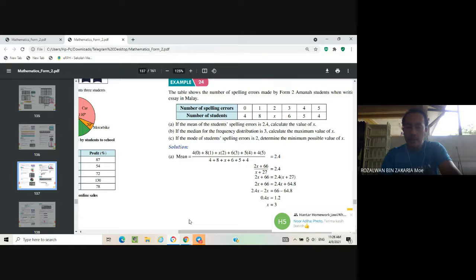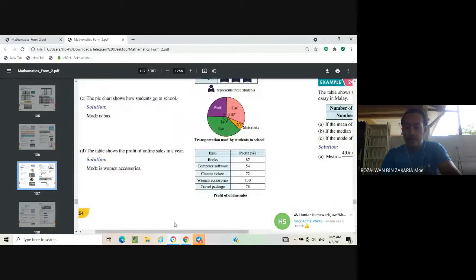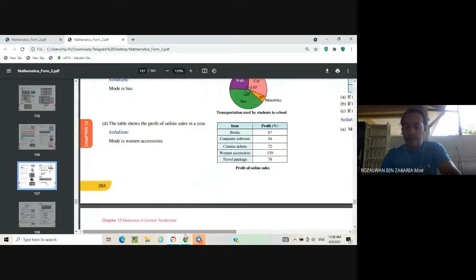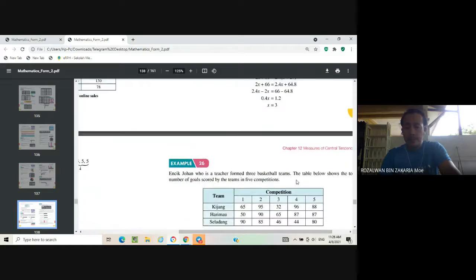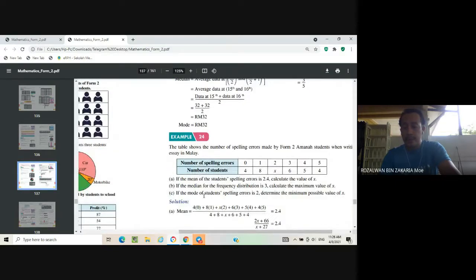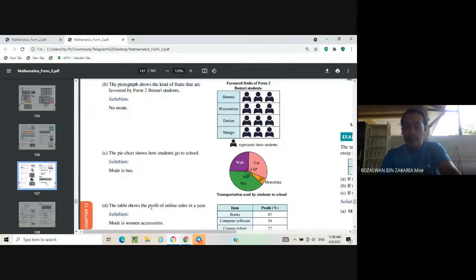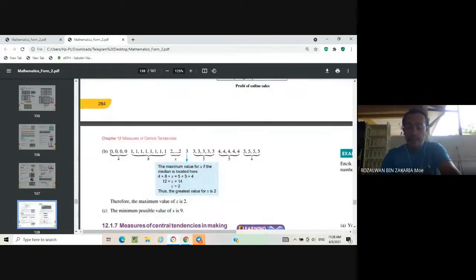So we have the data for the zero. If you refer to this table, for zero spelling errors made by the students, there are 4 students. So that's why here you write 0 is 4. 0 is repeated 4 times. So 0, 0, 0, and 0.